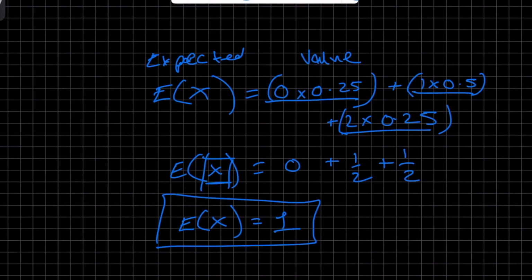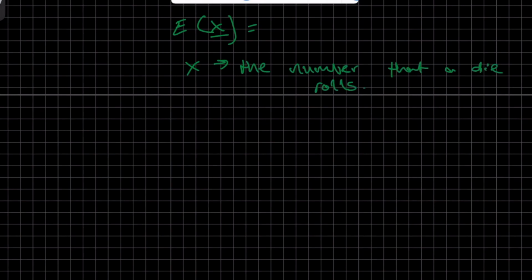We can also apply this expected value to rolling a die. Remembering that we're dealing with discrete random variables at the moment, we define our discrete random variable X as the number that a die rolls. Remembering that this is still discrete because our outcomes can either be 1, 2, 3, 4, 5, or 6. We cannot have an outcome of something like 1.5. That is not possible, therefore this is not a continuous random variable, it is a discrete random variable.